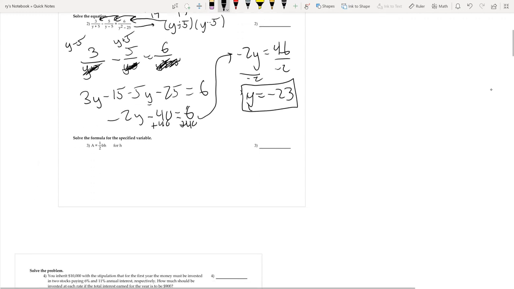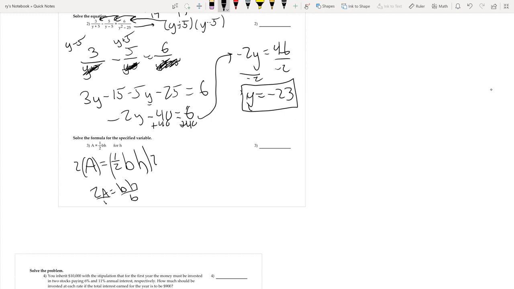All right, the next one, number 3, is just asking us to solve for h. I'll rewrite it because I have enough room. My first thing is to get rid of this 1/2, so I'm going to multiply both sides by 2. So I get 2a is equal to bh. And the last thing I have to do is divide by b. So I end up getting h is equal to 2a over b.